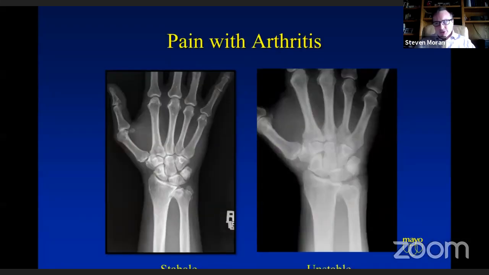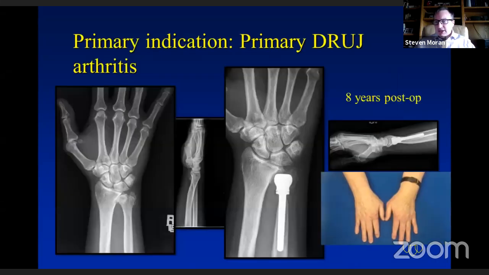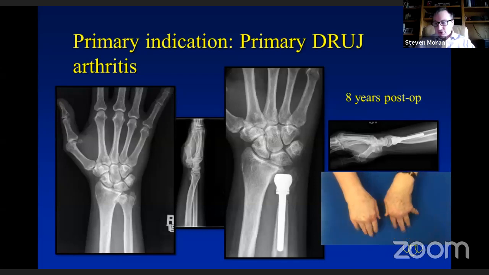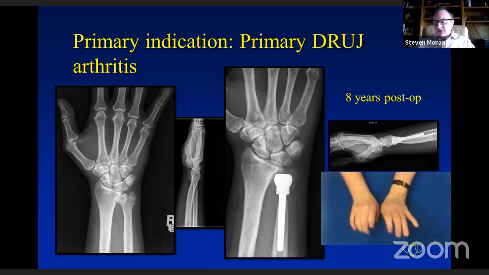The final category is pain with arthritis. And again, this is going to be made based on the plain radiograph. And I think the way I break these down is stable and unstable. In a stable patient with arthritis, the options are unconstrained DRUJ implants. In a patient with unstable arthritis, I have to use a constrained arthroplasty. Other options, though, certainly would be a DARA procedure, Sauvé-Kapandji procedure, and a variety of different things that we're going to discuss in just a little bit.